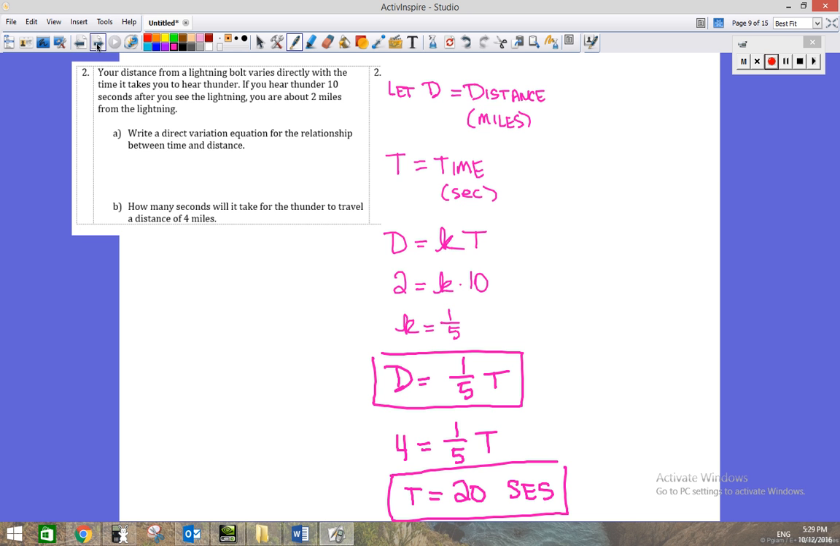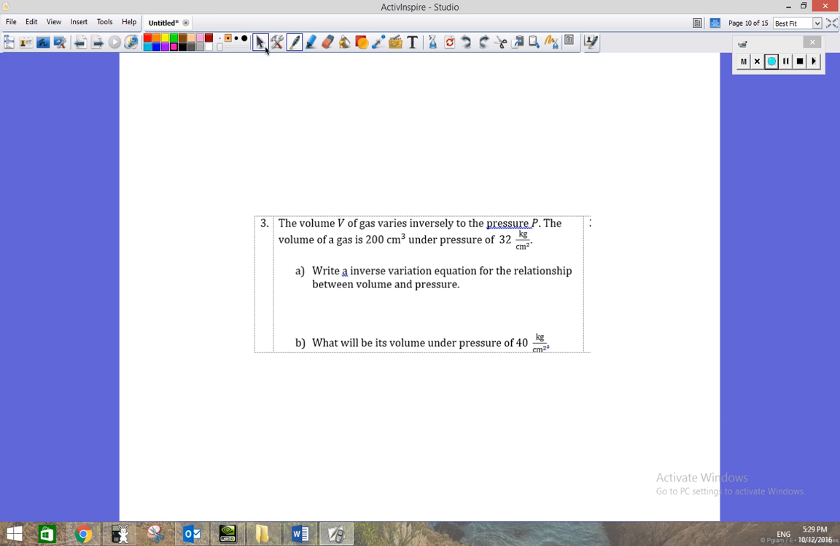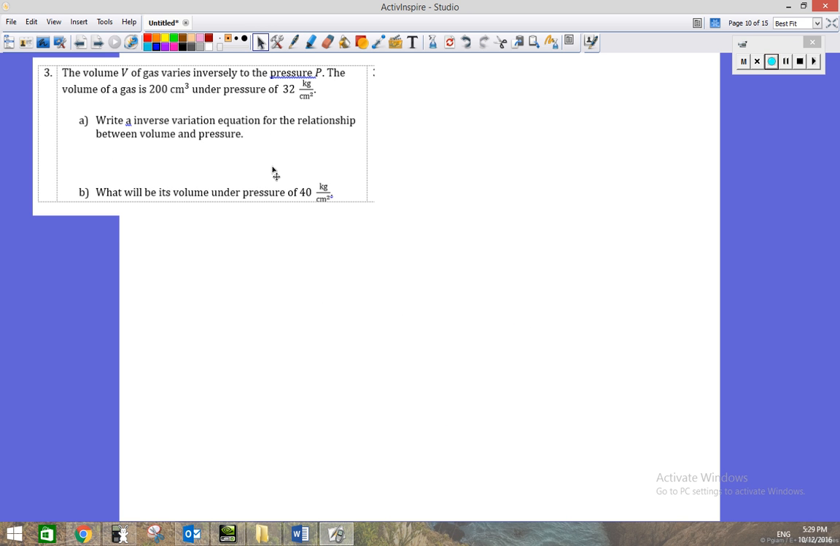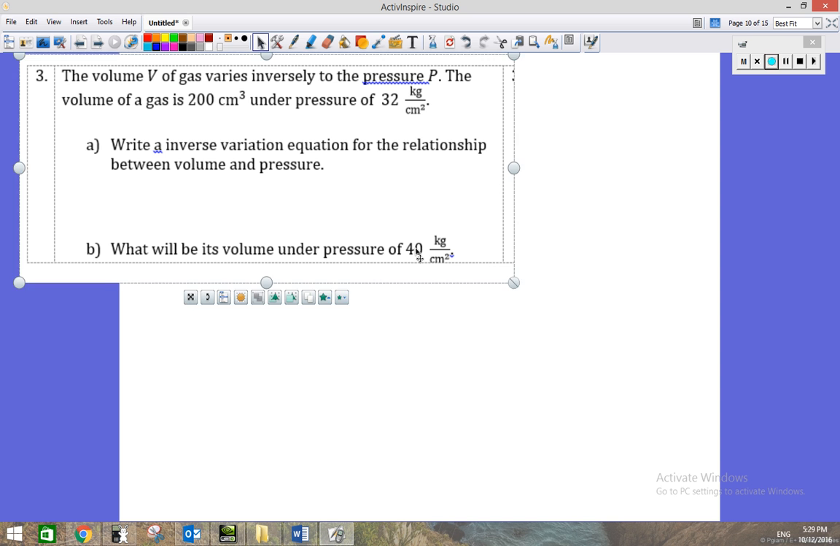Alright, so let's move on to the next one. These type of problems you see a lot in chemistry, from Boyle's law and Charles' law and all. I forget all that stuff. I used to know that stuff very well, but I forget that stuff over the years. It's been 30 years since I looked at that stuff.